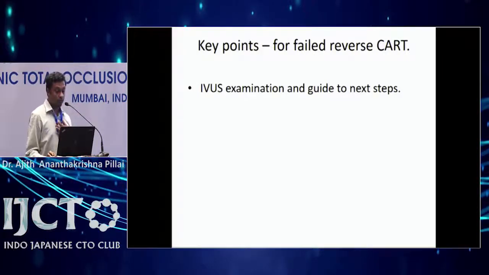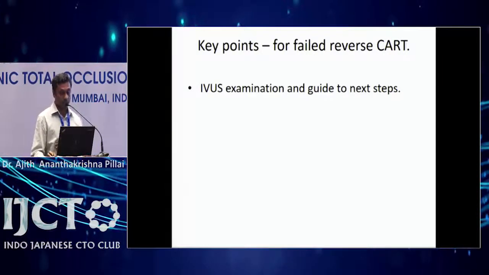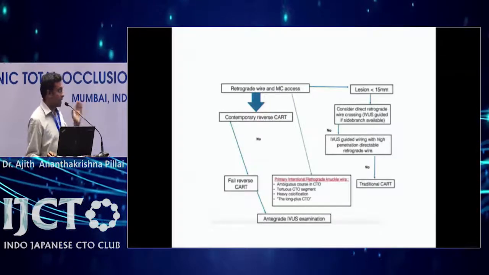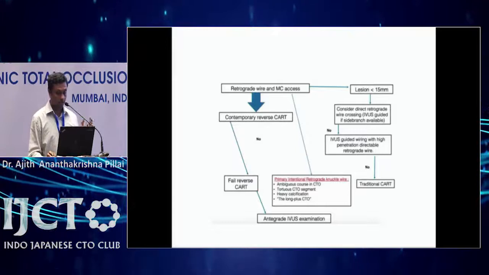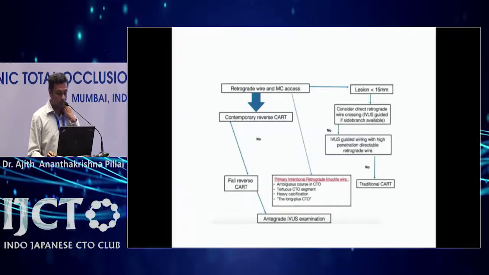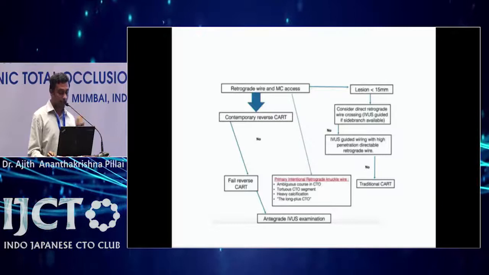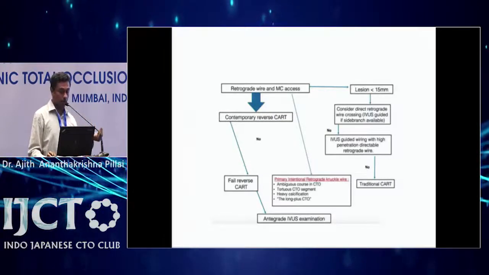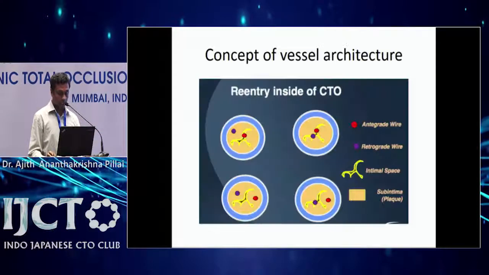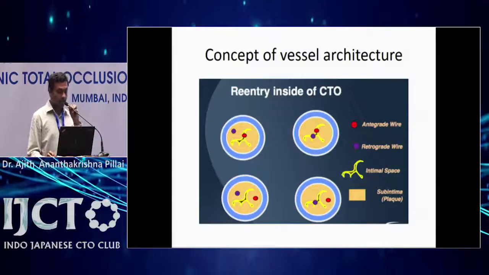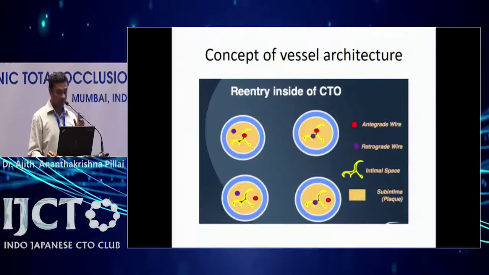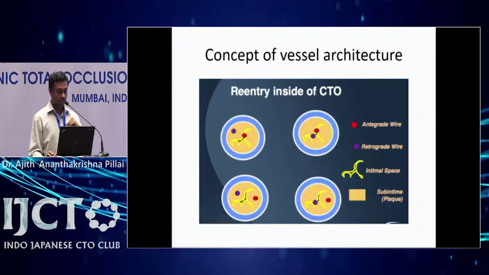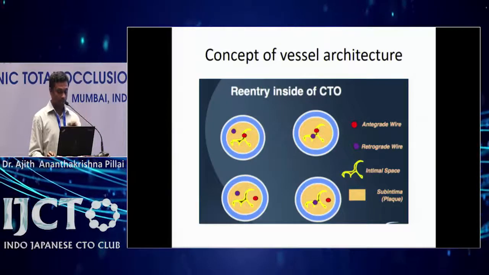Now what about when you fail a contemporary reverse cut? It's important to use the IVUS. IVUS is actually the last modality when you try to bail out the situation. When you have an ambiguous course, when you have a failed reverse cut, you try to understand the position of the antegrade wire and the retrograde wire, and then you connect them. The concept of vessel architecture is very important. You can have 4 combinations depending on the position of the antegrade wire as well as the retrograde wire with respect to the intimal space.